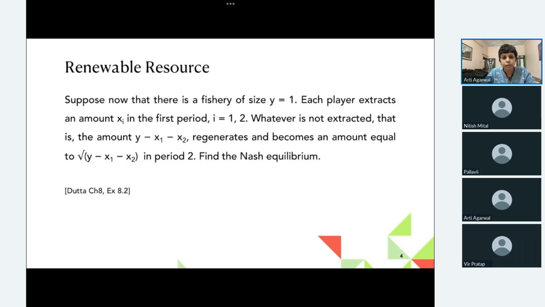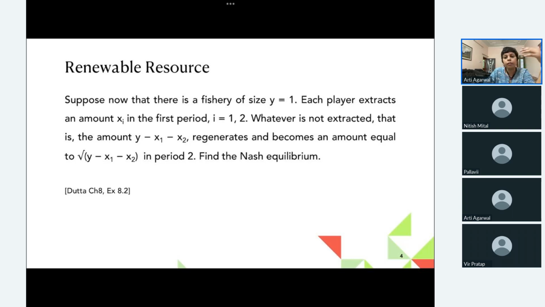This particular question is taken from the book by Prajudatta, and this is an unsolved example, unsolved example 8.2, at the end of chapter 8. If you want, you can go over it. This is an unsolved example, but there are some solved examples also. Now, in this particular example, whatever amount is not extracted, that is the quantity y minus x1 minus x2, regenerates, and it becomes under root y minus x1 minus x2. In this, we have not assumed any costs, just to simplify.